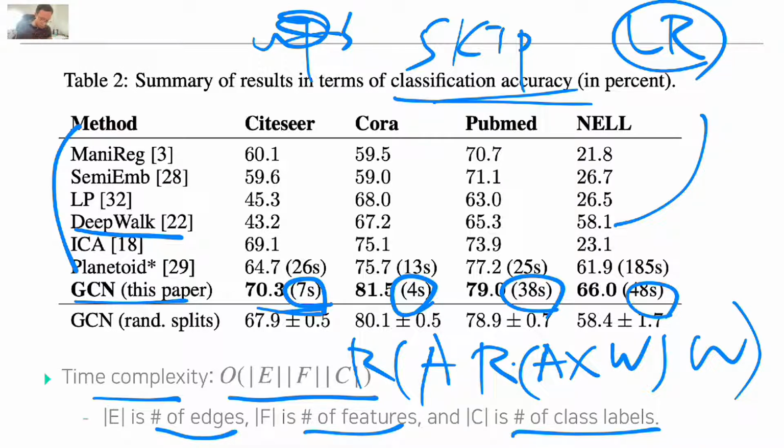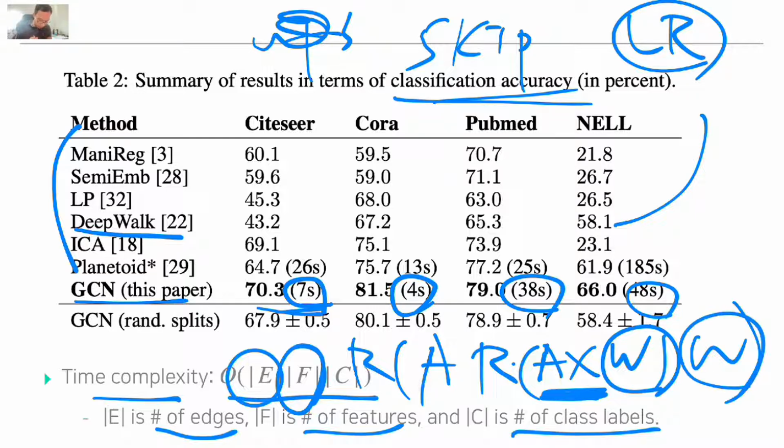And the propagation corresponds to the number of edges, right? I told you this multiplication could be seen as a propagation, right? It corresponds to the number of edges, and this multiplication also heavily depends on the number of input features, and the final multiplication depends on the number of class labels. The other constants in this computation are ignored to get the time complexity.